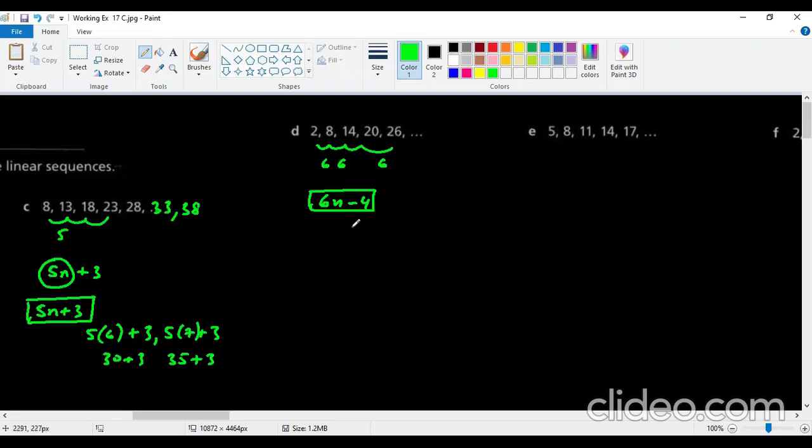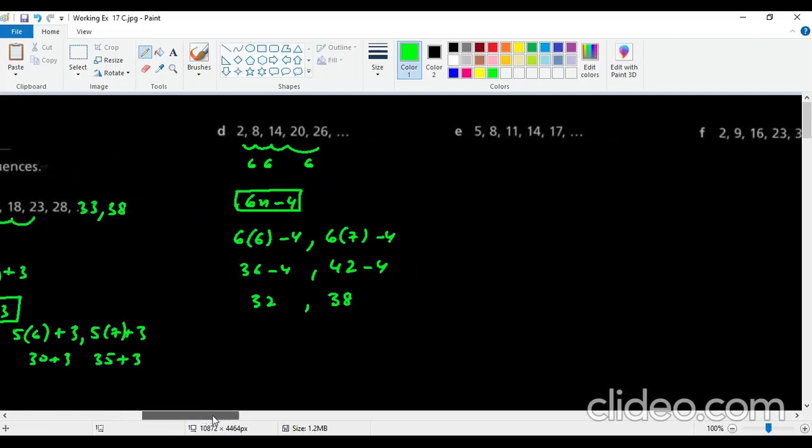So this is going to be the term rule. Now the sixth term is going to be 6 times 6 minus 4, and the seventh term is going to be 6 times 7 minus 4. So 36 minus 4, and 6 times 7 is 42 minus 4. So the first one is going to give us 32, and the next term is going to give us 38. Moving on to the next one.